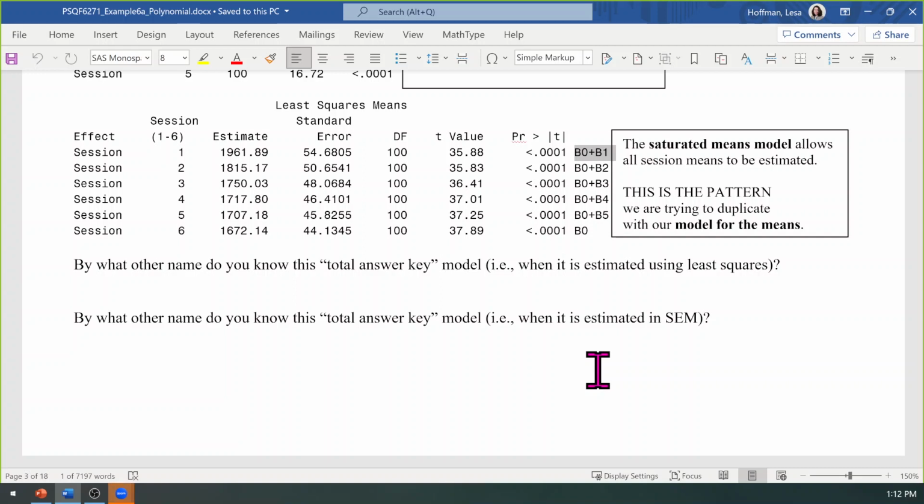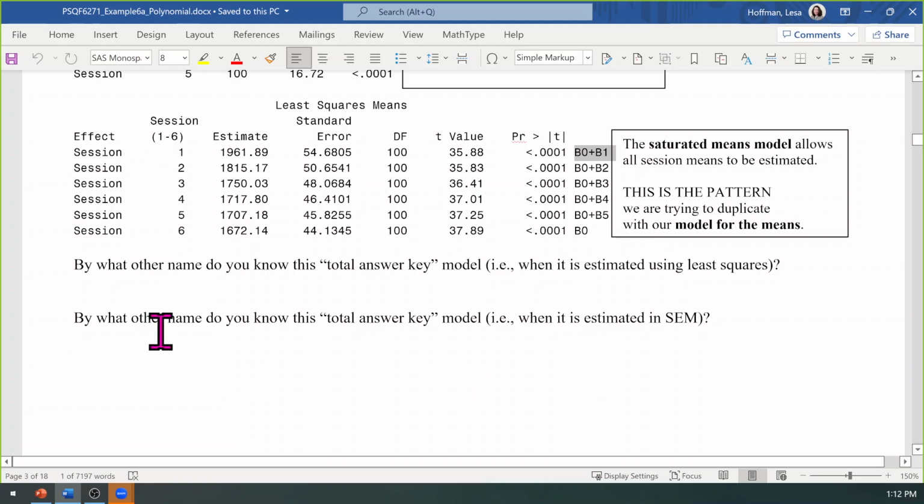That's what people would call this in a least squares setting. This is a multivariate repeated measures analysis of variance, or people say it's the multivariate approach to repeated measures, but it is a MANOVA model if you're using least squares. And by what other name do you know this same model if it is estimated in structural equation modeling land?